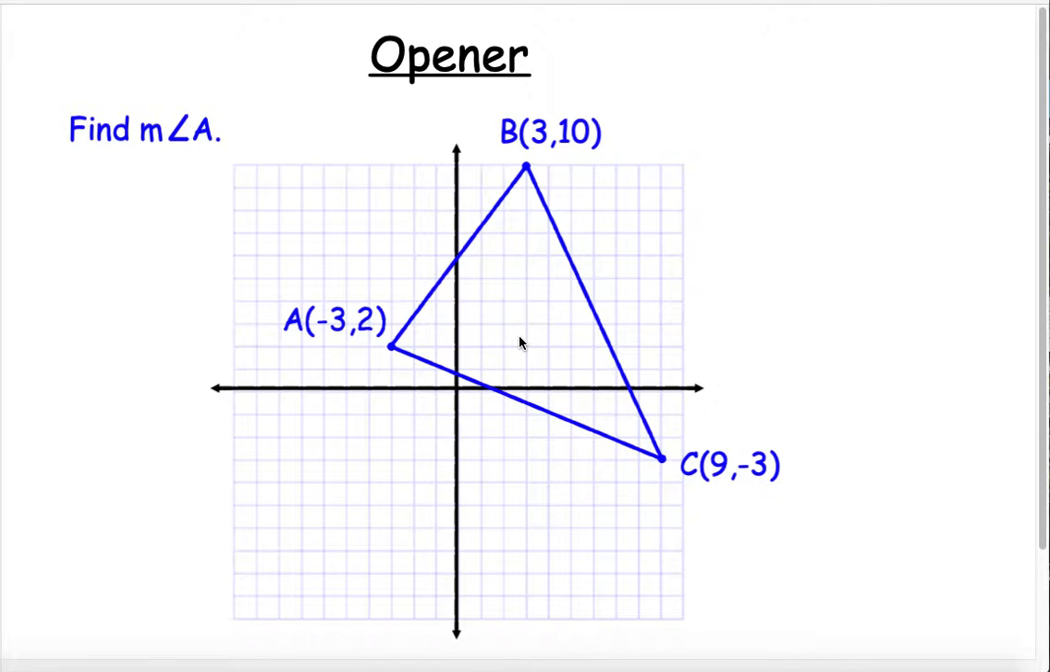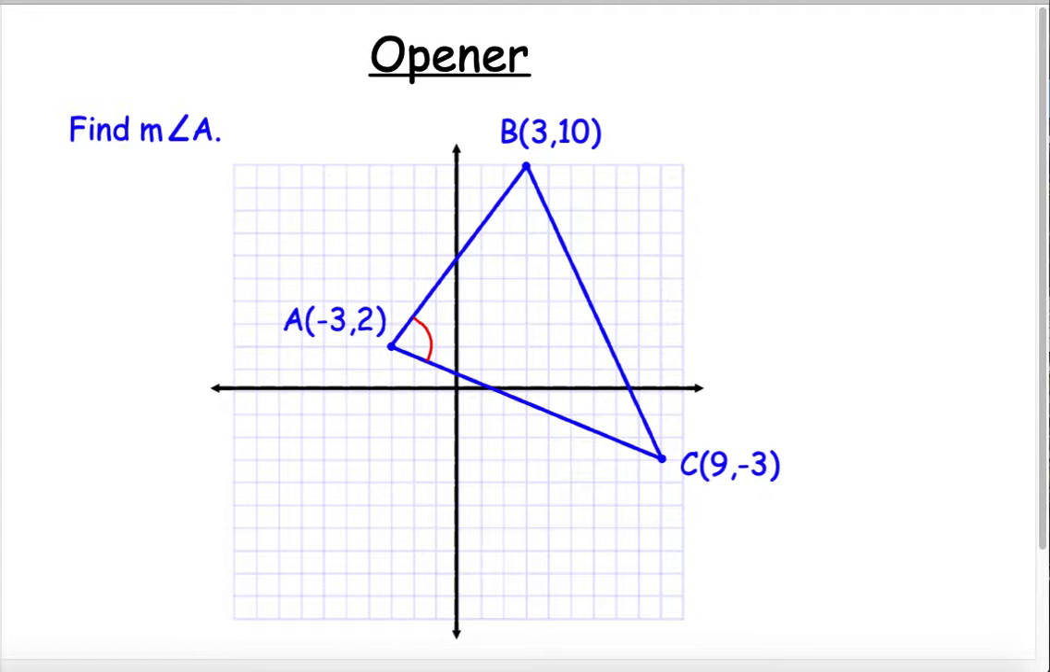In today's opener, I want you to find the measure of angle A in this triangle. Hopefully you've tried this first before you listen to this, because it's no good to just watch, you need to try it. So if you haven't, hit pause and go ahead and try it then. Okay, so now we want to find the measure of angle A. Here's angle A. So how can we do that?